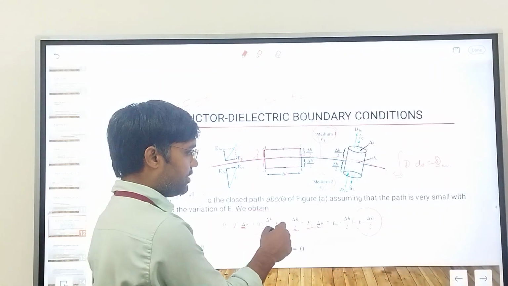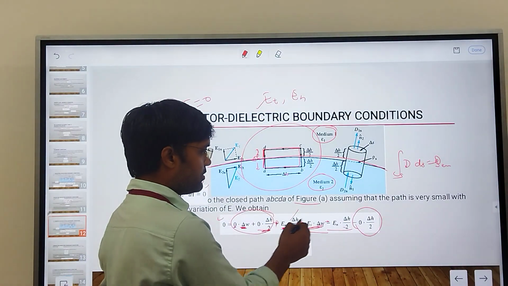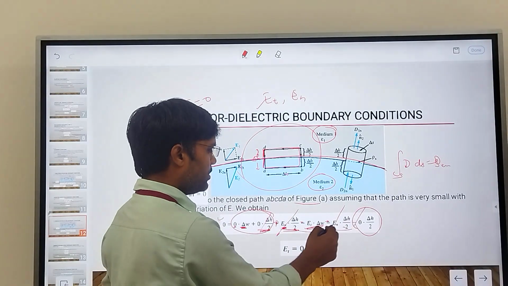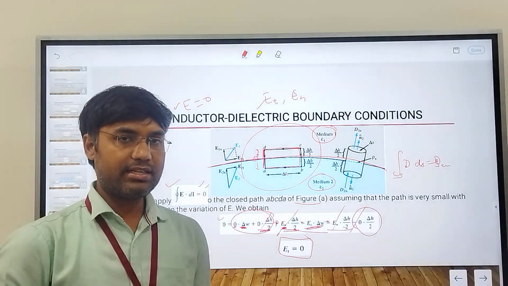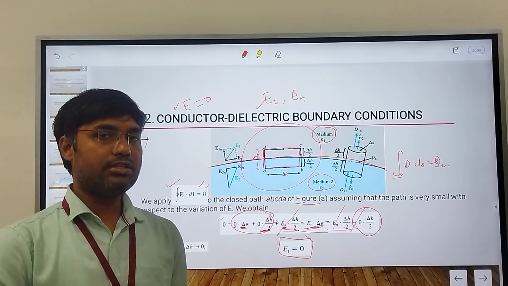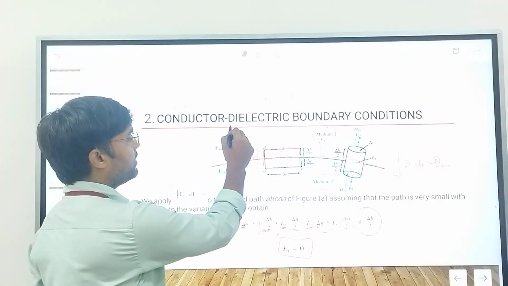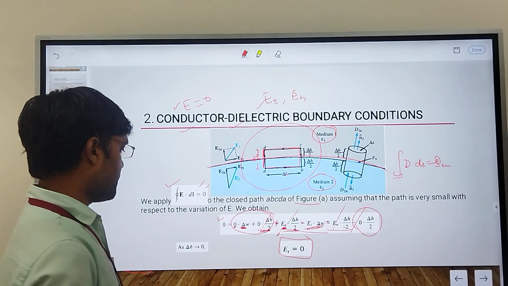After solving this, some elements will be cancelled out. So this will cancel out, this will be 0. We will get Et to be 0. So the tangential component of electric field intensity would be 0 in the case of the conductor and dielectric boundary conditions.